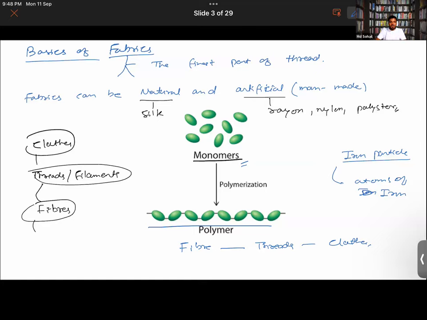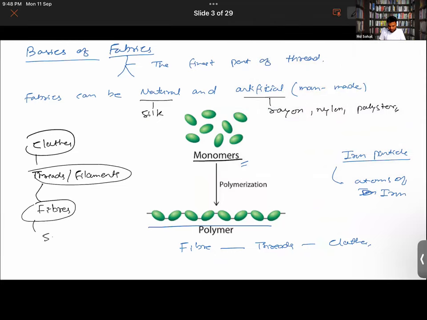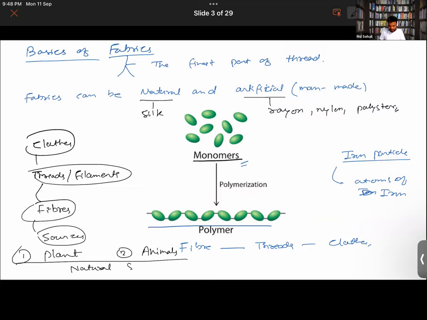Okay. So we have talked about the basics of fiber. Now, talking about the sources of fibers. There are two sources of fibers. One is from plants, the second one is from animals. These two are classified as natural sources. Then you have another source that is called artificial source. So basically the classification is artificial source and natural source. In natural source also, there are two further classifications: one is from animals, another one is from plants.